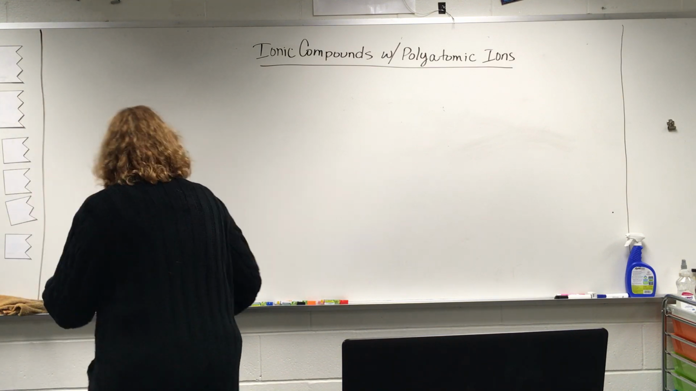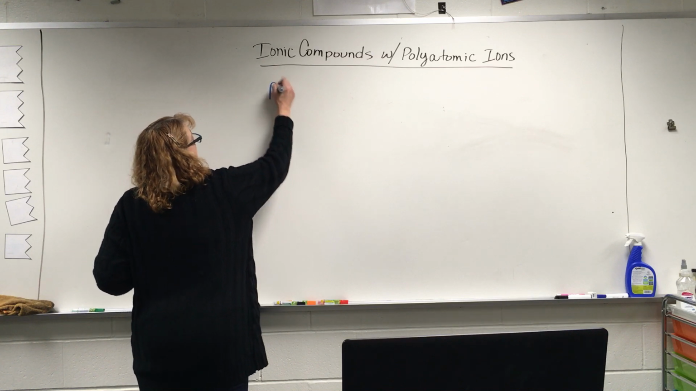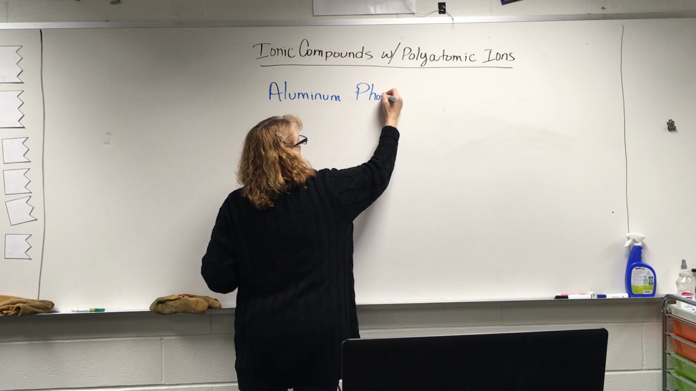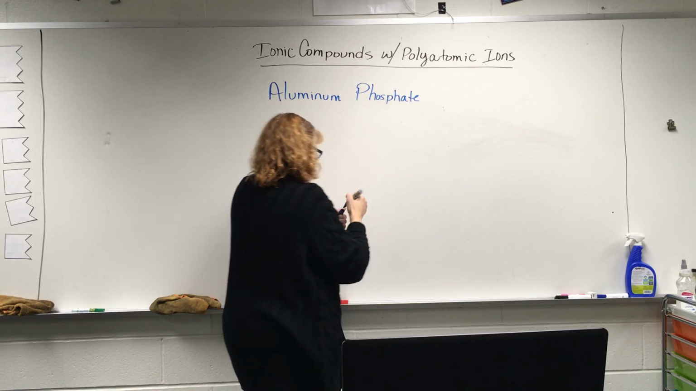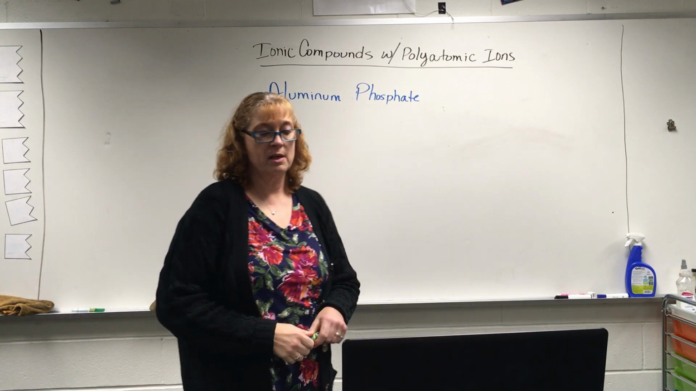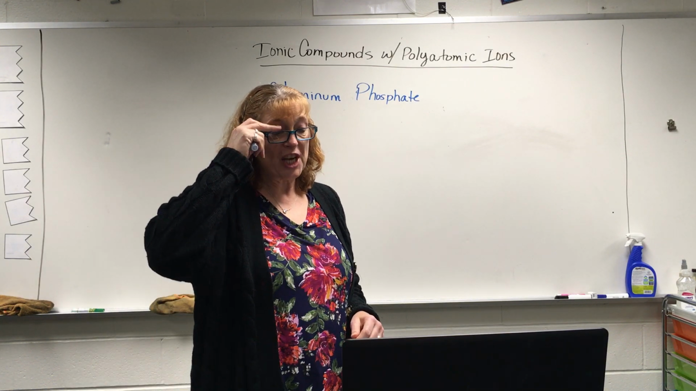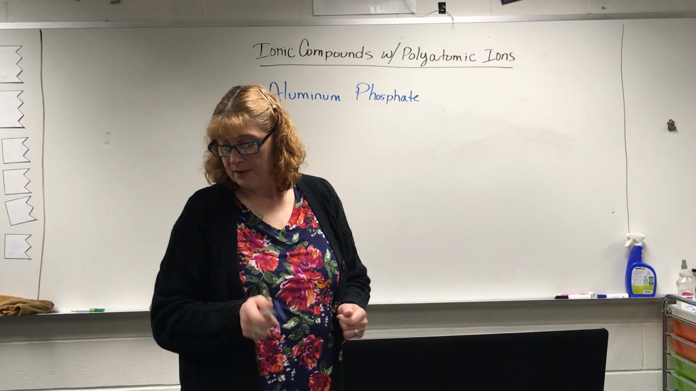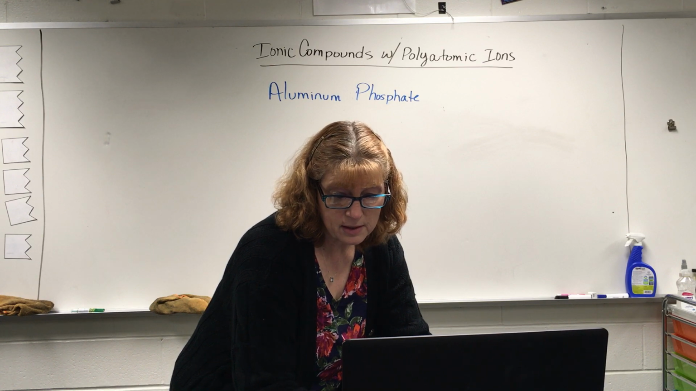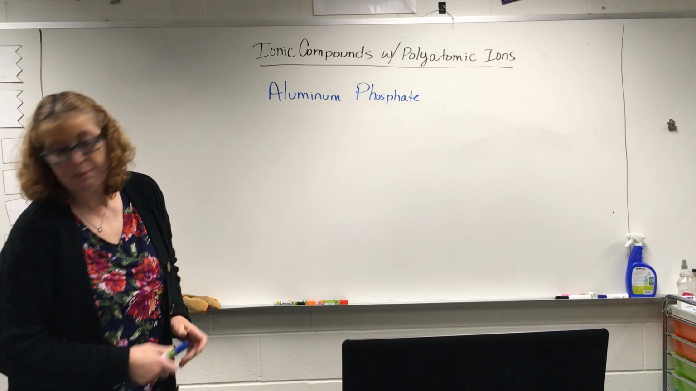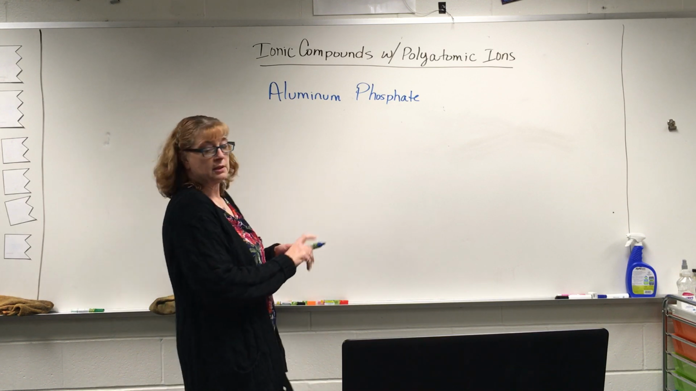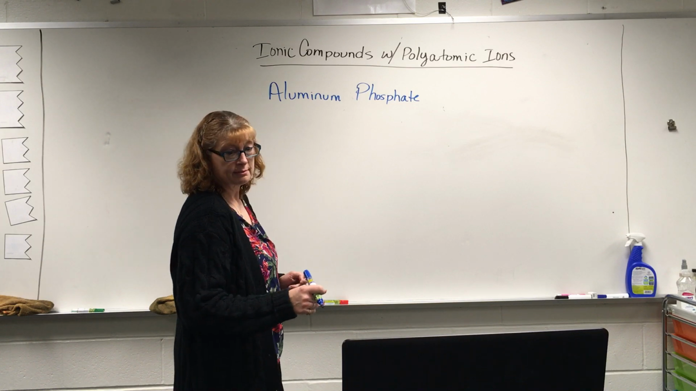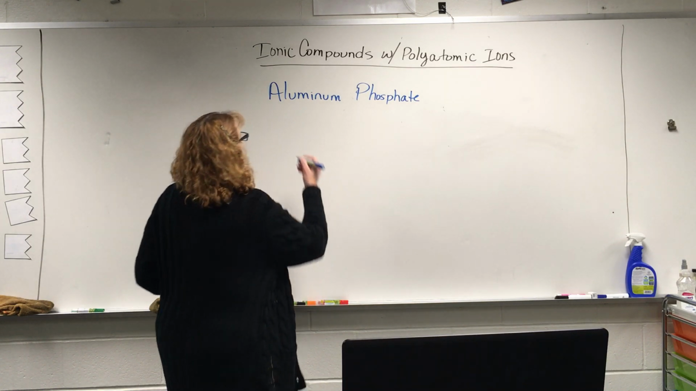We're going to start out with aluminum phosphate. Now everybody needs their periodic table out, either a hard copy or pull it up on your computer, but the one that's shaded. Okay? So you'll need that. So aluminum, if you look on the periodic table, what's the charge on aluminum? Somebody? +3. +3.